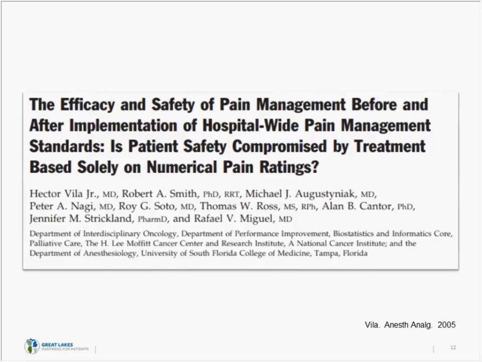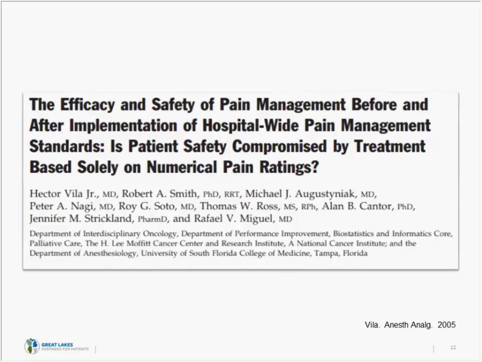And we and others, there are other institutions that have published the exact same finding, found that once we started focusing on pain as the fifth vital sign, we started hurting our patients. I'm going to let that sink in a little bit. Once pain became treated as the fifth vital sign, we started hurting our patients. And the way we did that is that we treated their pain purely based on a numeric score.